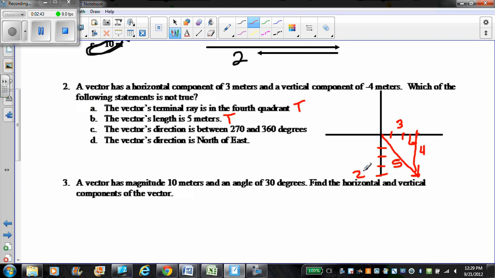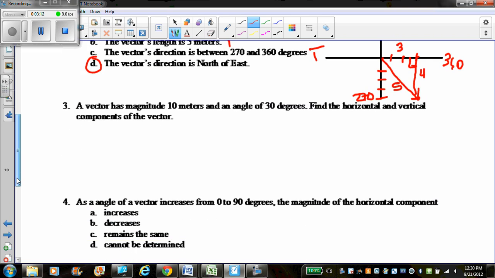That's true. 270 is straight down. 360 is what you get when you go all the way around the circle. So that's true. It leaves us with our last option. The vector's direction is north of east. That is false. North of east would be above this line, the positive x-axis. So D is our answer.